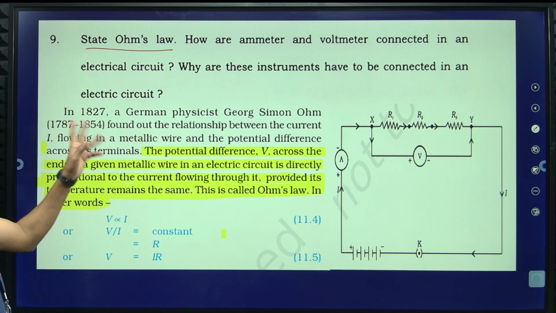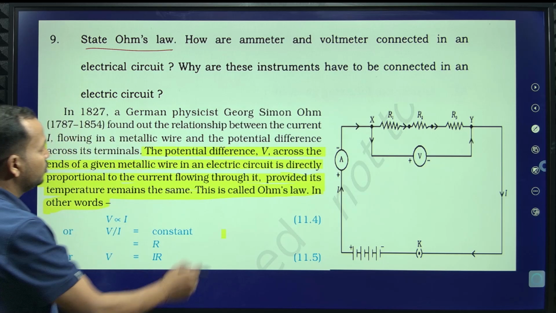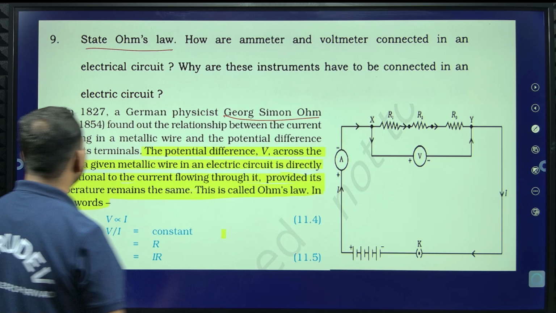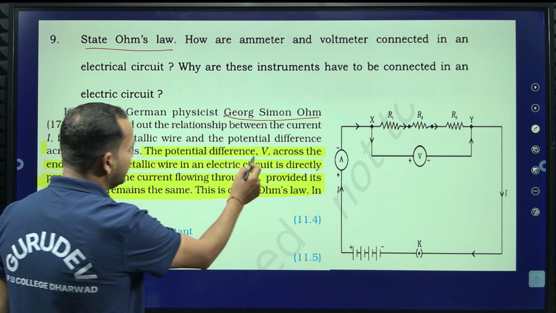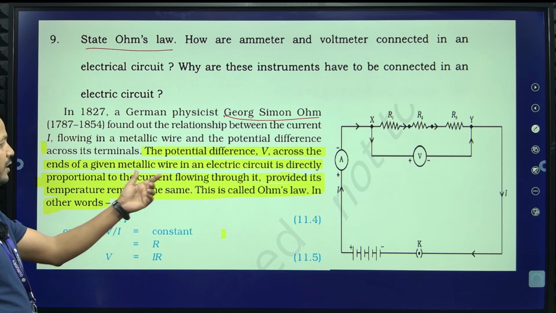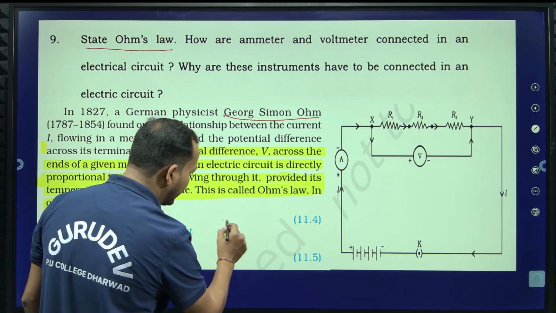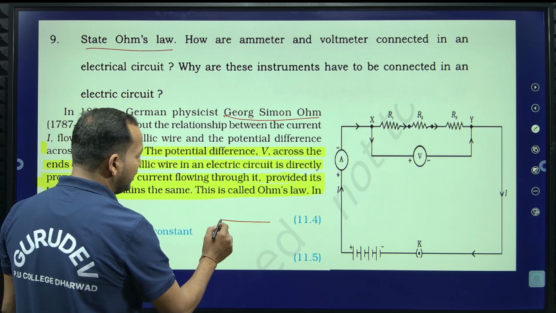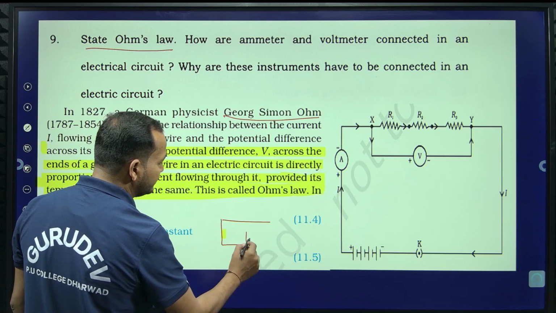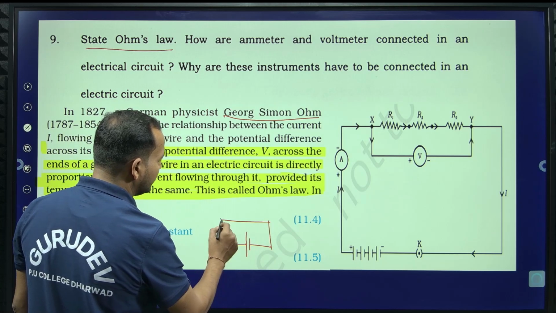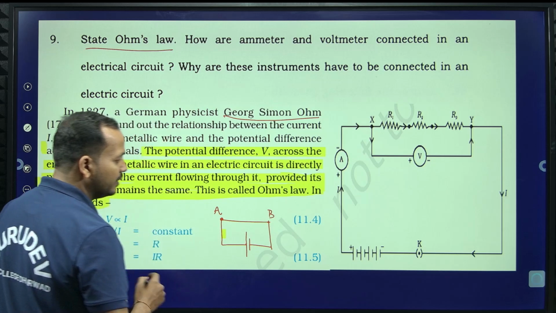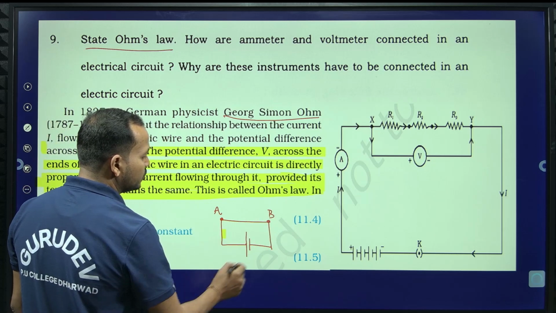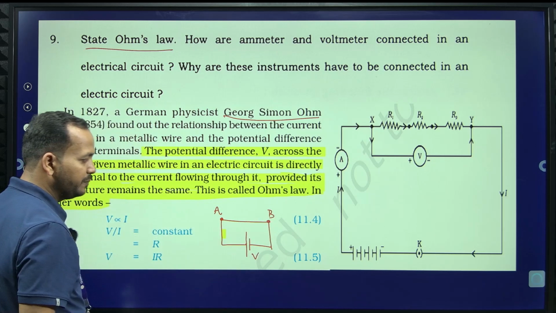So in 1827, German physicist George Simon Ohm found out the relationship between the voltage and current. So the potential difference V across the ends of a given metallic wire, suppose this is a metallic wire and it is connected to a battery. This is a wire with ends A and B, correct? So the battery has a potential difference V.